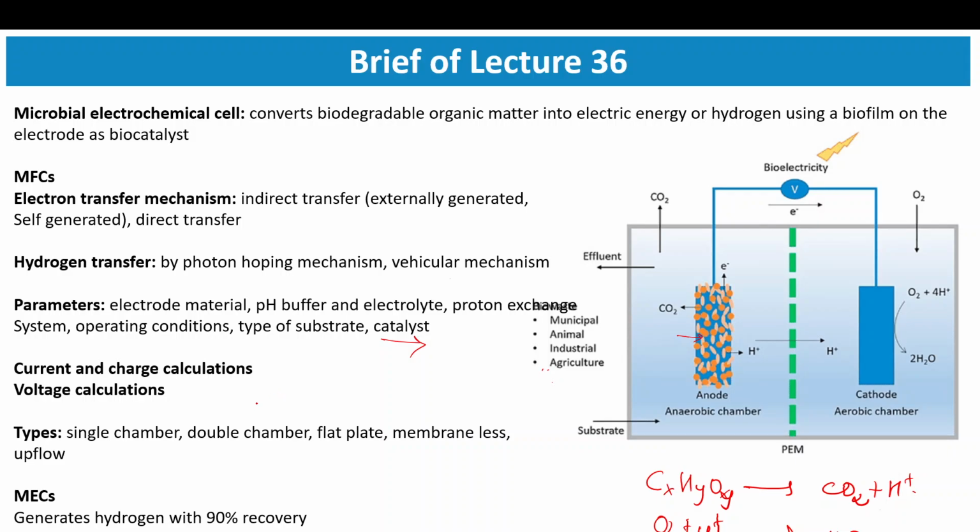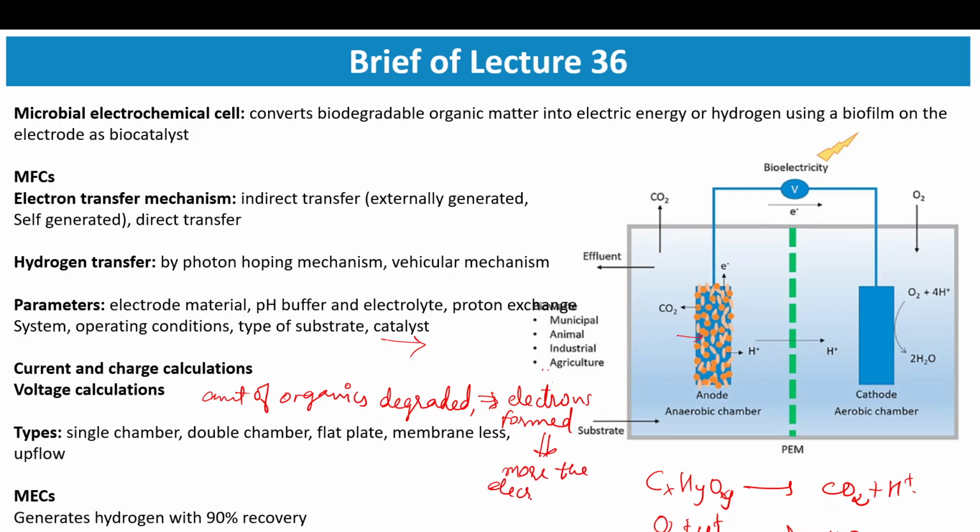So, here, depending on the amount of substrate, okay, so the amount of organics degraded relates to the electrons formed or transferred. And the more the degradation happens, the more electrons will be formed, and the more electricity generated.